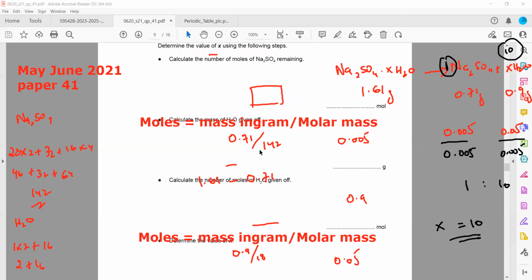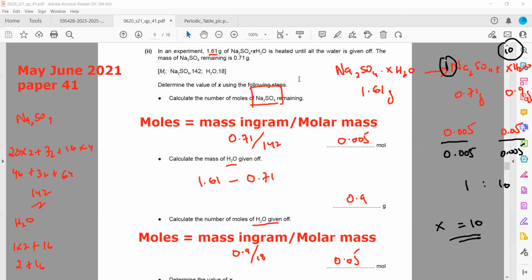As you can see here, the last part is to determine the value of X. What is X? X is the simple mole ratio of water. So how do we work out the value of X? We have the moles of sodium sulfate and the moles of water. We divide by the smallest value, which is 0.005. As we divide by 0.005, the ratio will be 1:10. So X is equal to 10.